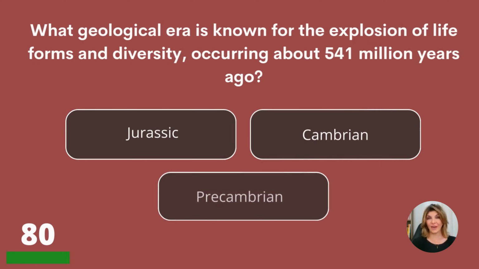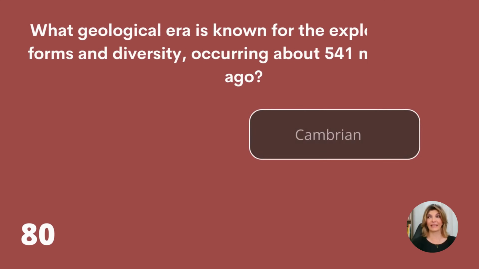What geological era is known for the explosion of life forms and diversity occurring about 541 million years ago? Jurassic, Cambrian, or Precambrian? Cambrian.